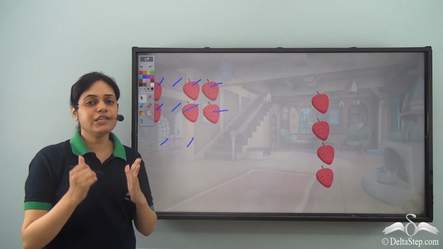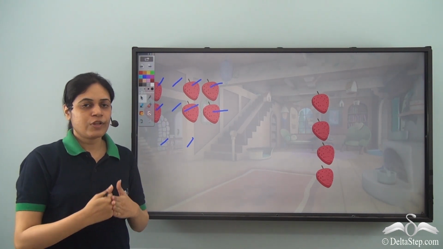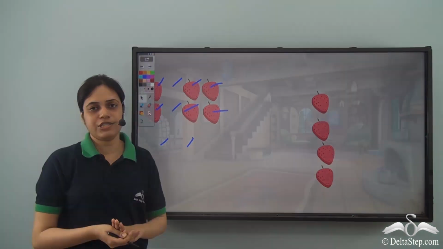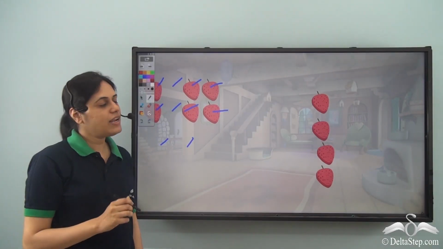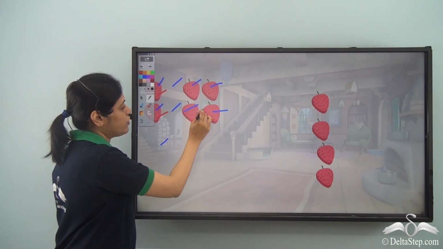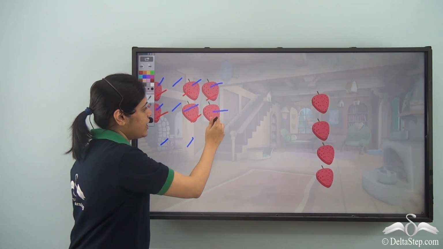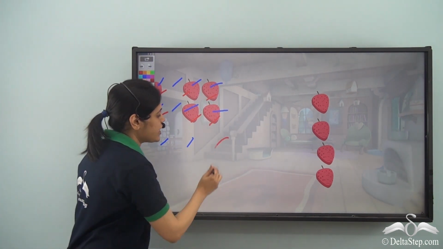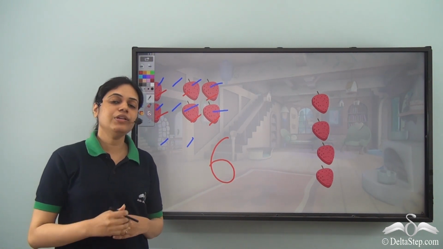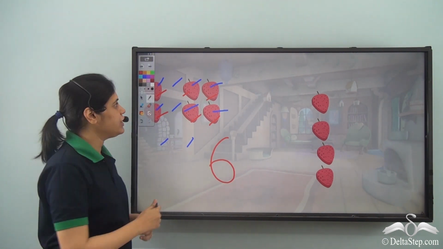So how many lychees are left? So the squirrel had taken away these 4 lychees. How many lychees are left with Mary? 1, 2, 3, 4, 5, 6. So 6 lychees are left with Mary after the squirrel took away the 4 lychees.